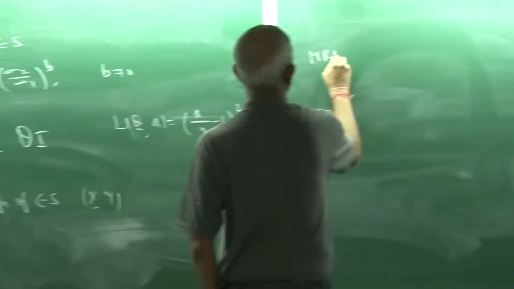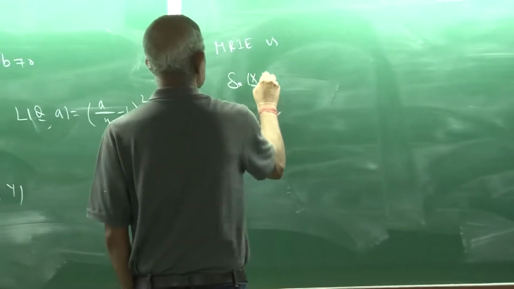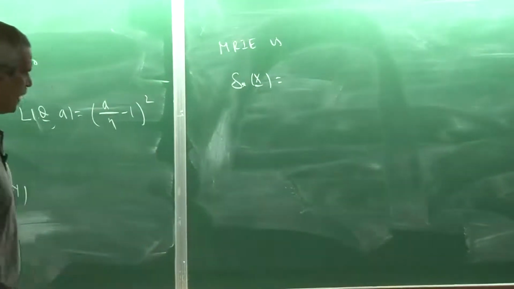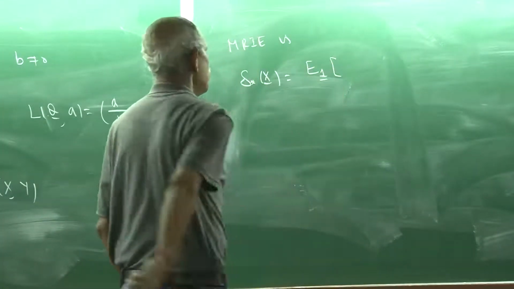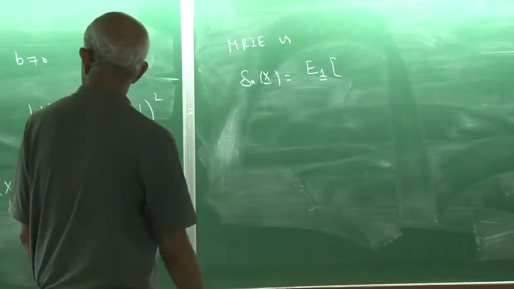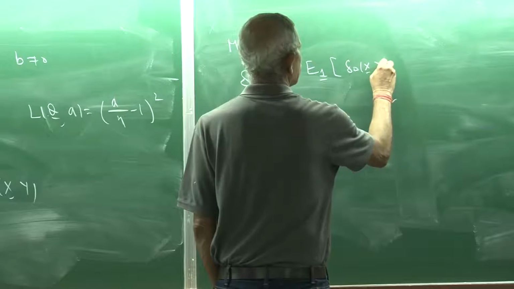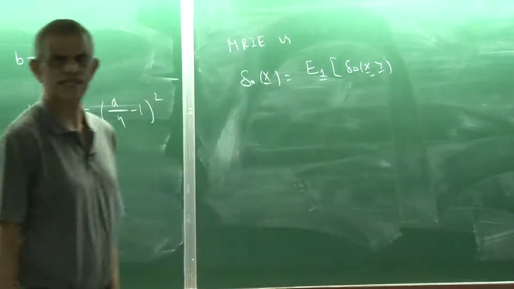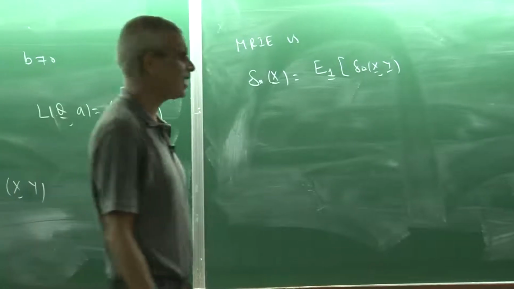MRI is expected value under 1, that means sigma 1 is equal to 1, of delta naught xy. Ideally W would come, but W is ancillary, and delta naught is a function of a complete sufficient statistic, so the conditional expectation doesn't come.